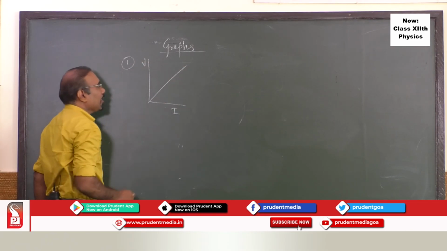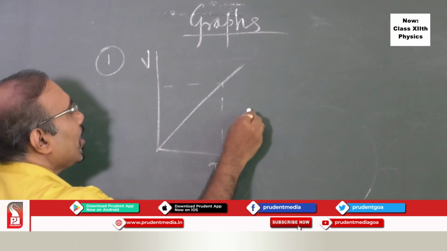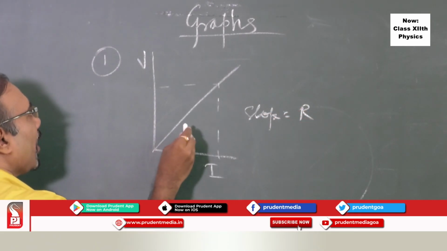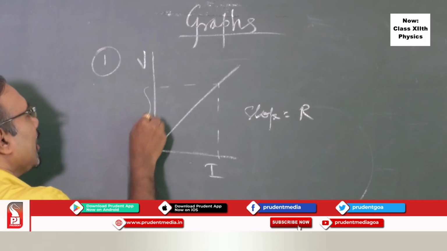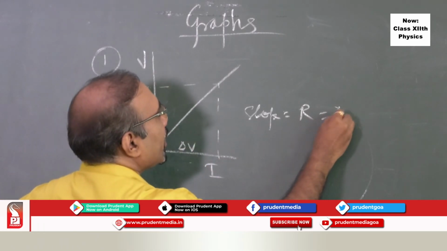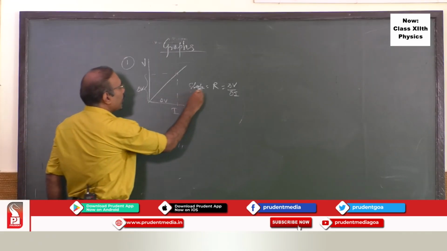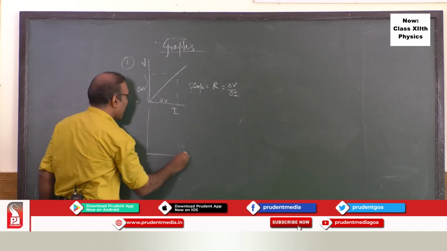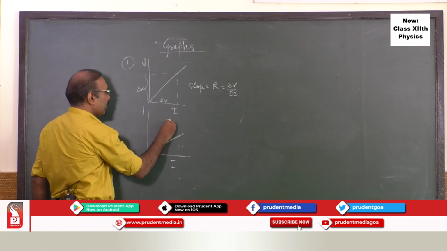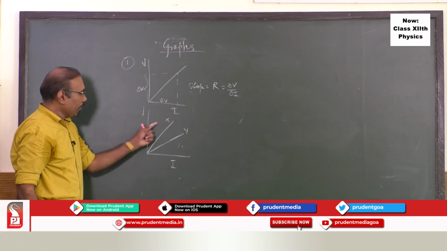If this is the line and you try to find the slope of this, you will get the slope as the resistance. You can find the slope as the change in voltage, delta V, upon the change in current, delta I. Now, the slope is the resistance. So if I have two conductors, V versus I, there are two conductors. This is, suppose, X, this is Y, of the same material, two different conductors.